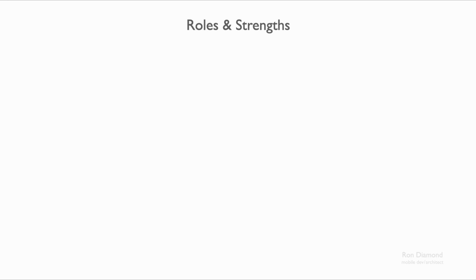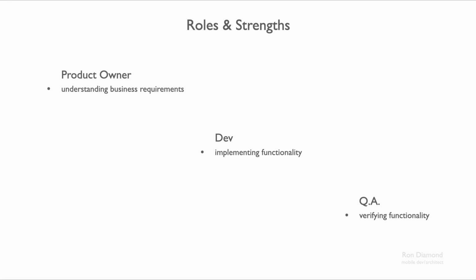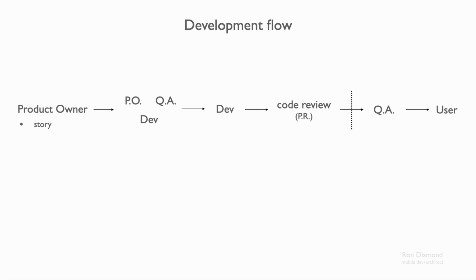So let's think about the different roles on the team and what their strengths are. The product owner is good at understanding business requirements, developers are good at implementing functionality, and QA is good at finding ways to verify that functionality. And if we can get everyone speaking the same language as we do in our BDD test scenarios, then all of the members of the team can actually collaborate on writing those scenarios, the acceptance criteria for our stories, together.